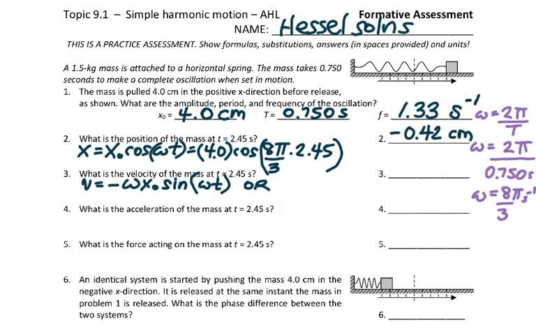Now, that would make sense for figuring out the velocity as a function of time because we're given the time. However, we now also know the position at 2.45 seconds, and so we can use the velocity versus position equation. We figured out the angular frequency. That's 8/3 pi seconds to the -1. We know the amplitude is 4 centimeters, and we know the position at 2.45 seconds is negative 0.42 centimeters.